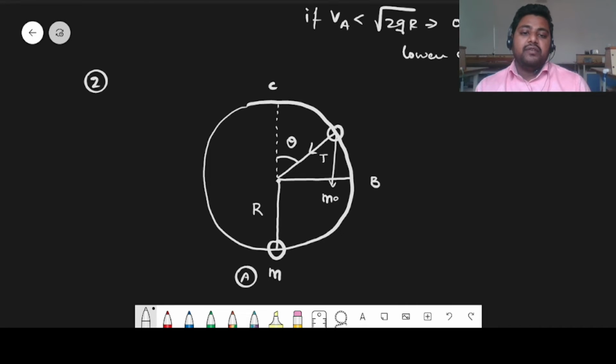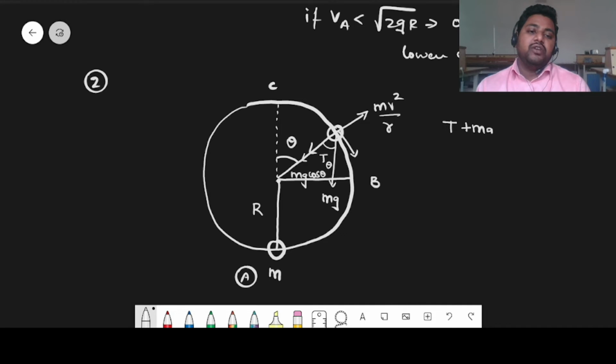If this is theta, I can take this one also to be theta. So if I am resolving it into components, then we can write the force acting in this direction as mg cos theta. So now the equation becomes, in the outward direction we are having mv square divided by r force. So we can write T plus mg cos theta should be equal to mv square divided by r.